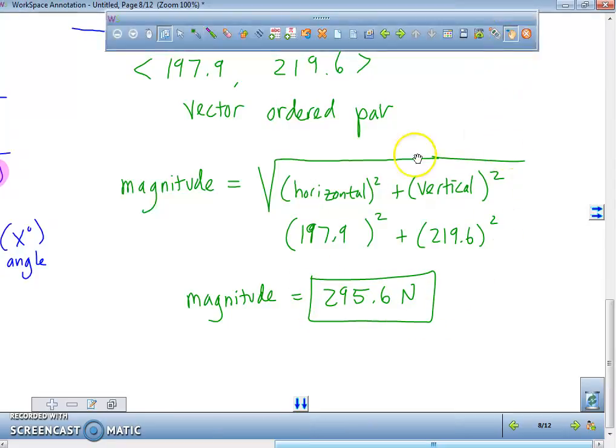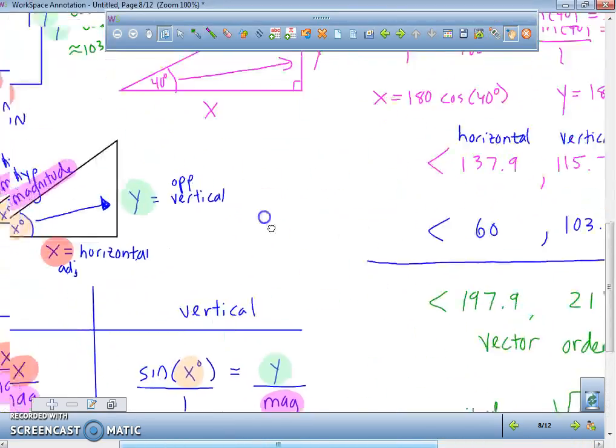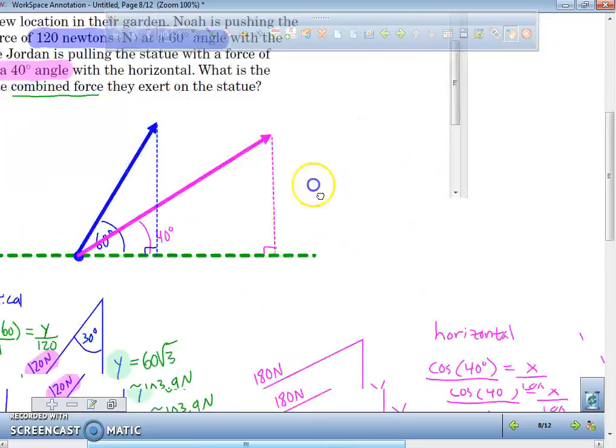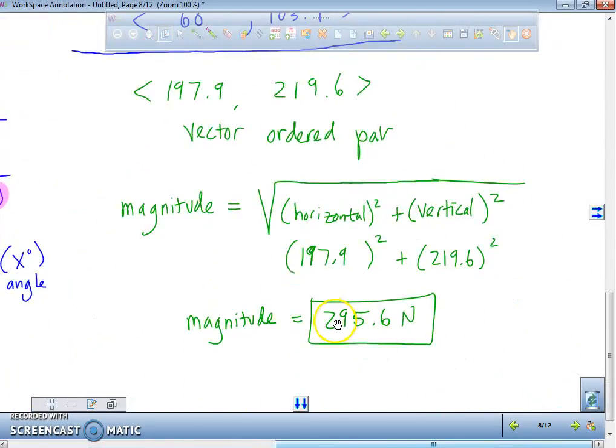So if you had a person pushing it at a 60-degree angle at 120 newtons, and you had another person pulling it at a 40-degree angle at 180 newtons, what can you not just do? You can't just add 120 to 180 and get 300. It's not going to be 300. What's it actually going to be? 295.6.